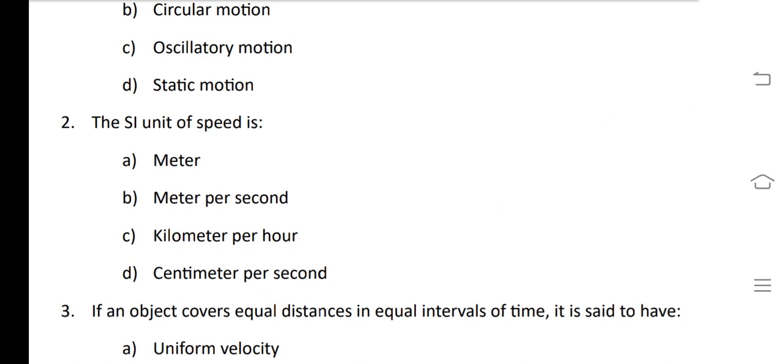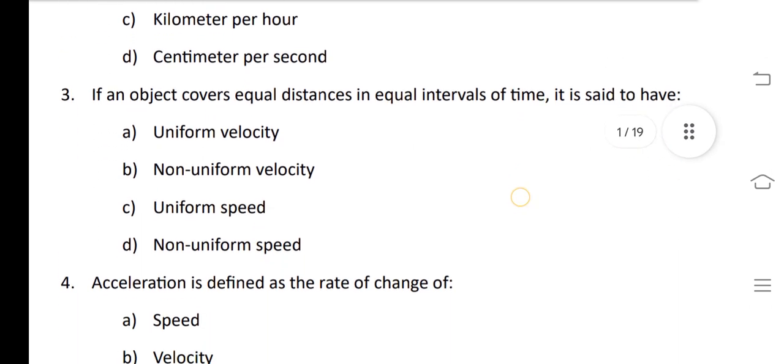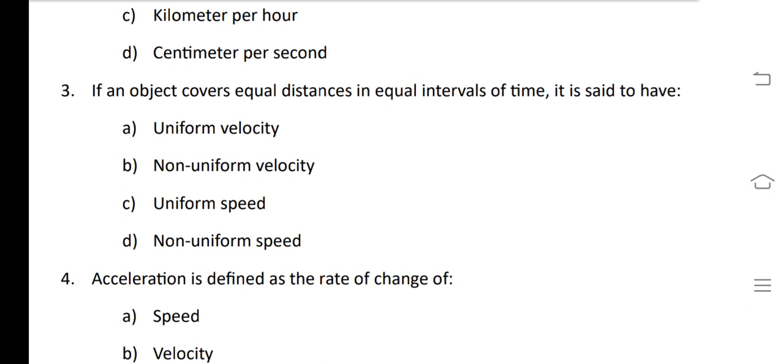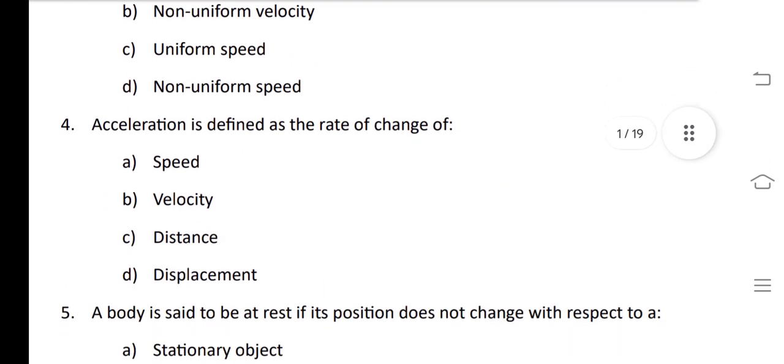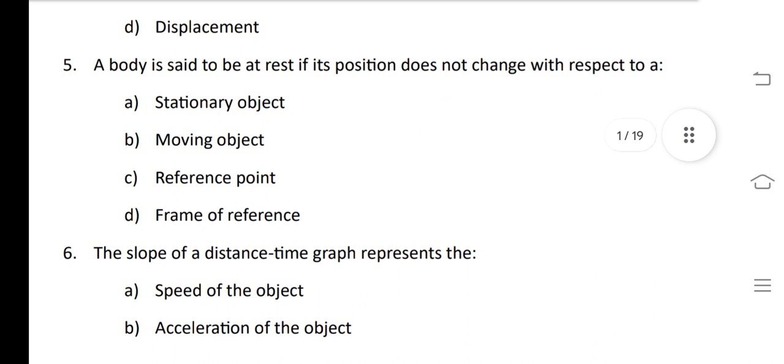Our second question, the SI unit of speed is meter per second. In third question, if an object covers equal distance in equal interval of time, it is said to have uniform speed and the motion is said to be uniform motion. In the next question, acceleration is defined as the rate of change of velocity. In question number 5, a body is said to be at rest if its position does not change with respect to the reference point.